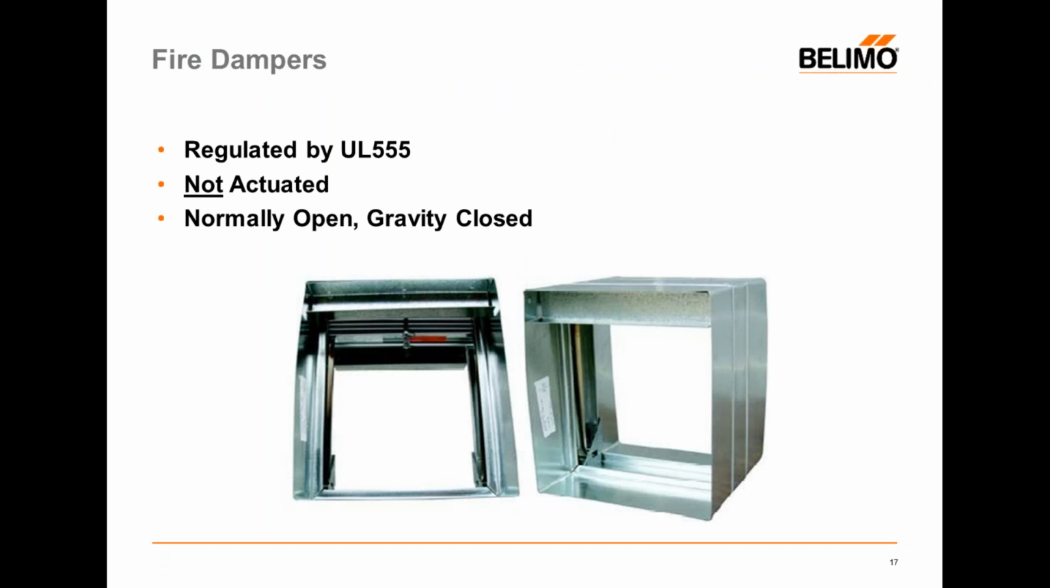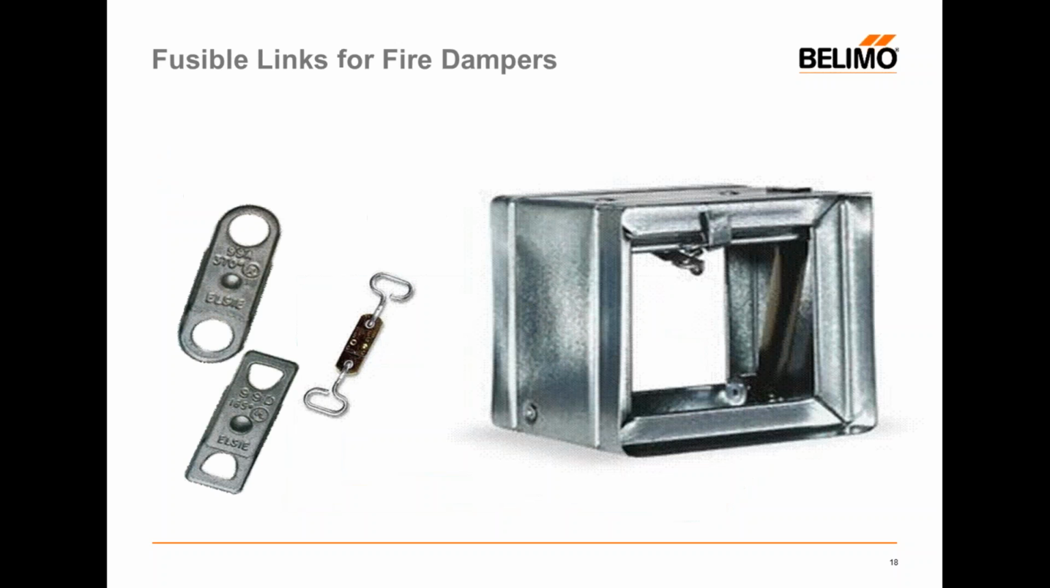There are multiple different types of damper assemblies. There are fire dampers, smoke dampers, combination fire smoke dampers. Something that's very commonly seen in buildings are fire dampers, or what you might have heard called a fire curtain. These damper assemblies are regulated by Underwriters Laboratories UL 555. They simply do not have a motorized actuator on them, and they are generally normally open and they are closed by gravity. So they simply fall closed once a fire condition is detected.